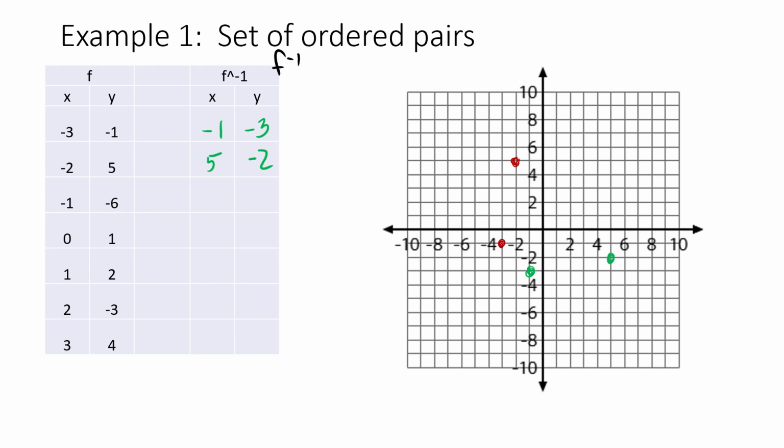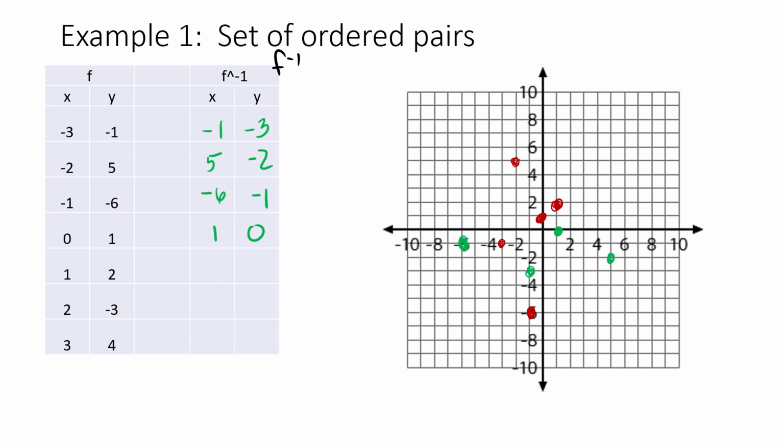Next ordered pair is -1, -6. So that puts me down here. And when I switch that, that'll become -6, -1, which will put that there. Now that might have messed up whatever pattern you thought you were seeing, but we're just going to keep on with it. The next point is the point 0, 1. And when we switch that, it becomes the point 1, 0. Okay, that looks like it more fits the original pattern. Next point is the point 1, 2.